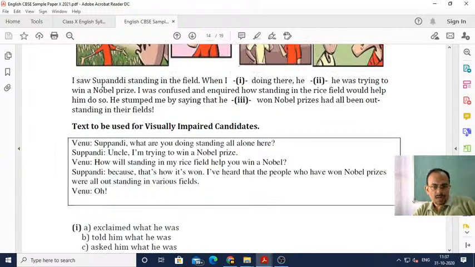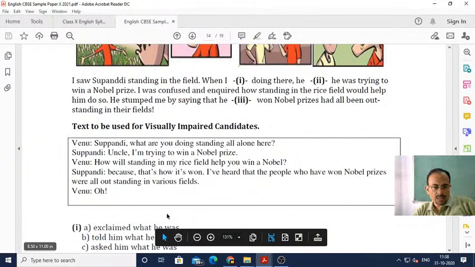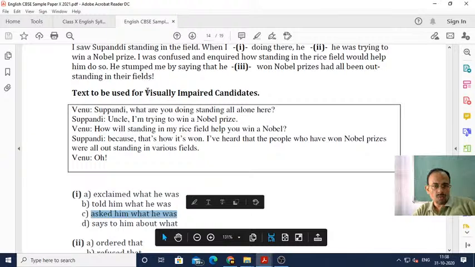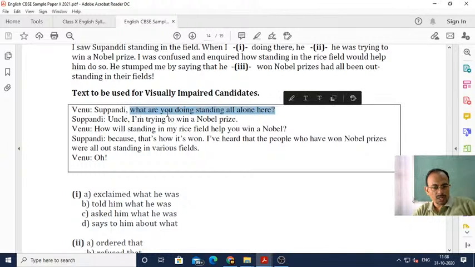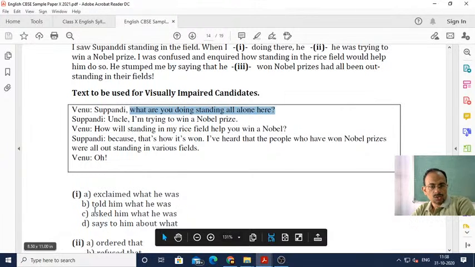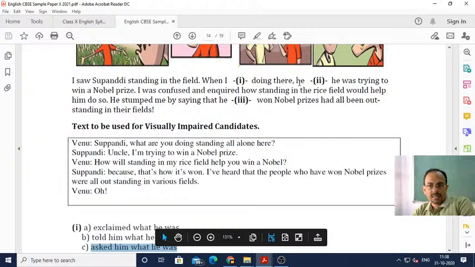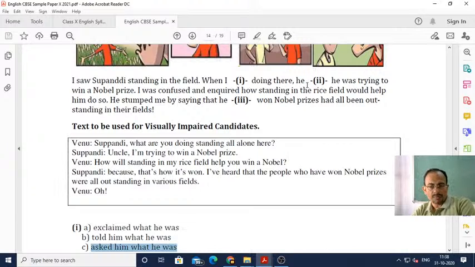I saw Supandi standing in the field when I dash doing there. So when I asked him what he was doing there, what are you doing standing all alone here? So asked him what he was will be the first answer. Then he replied that he was trying to win a Nobel Prize. Uncle, I'm trying to win a Nobel Prize.